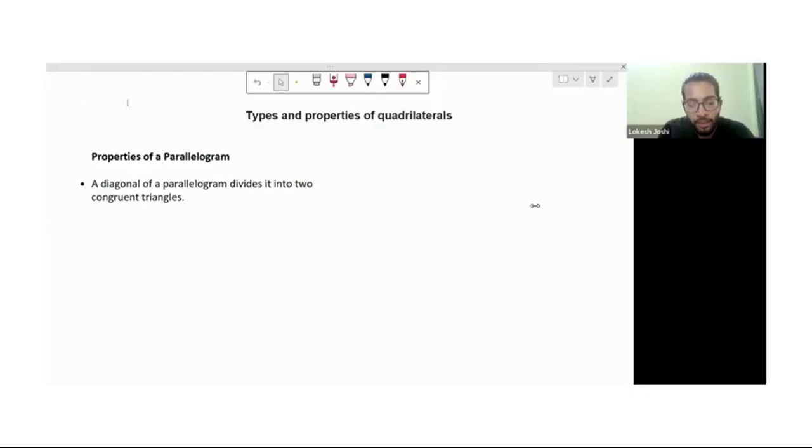Hello everyone. In this video, we are going to cover the types and properties of quadrilateral, which means quadrilateral is already known to us, but now we will do some types and associated properties with them. So first of all, we have to study about the parallelogram. Parallelogram is already clear to us. Let me make it again.